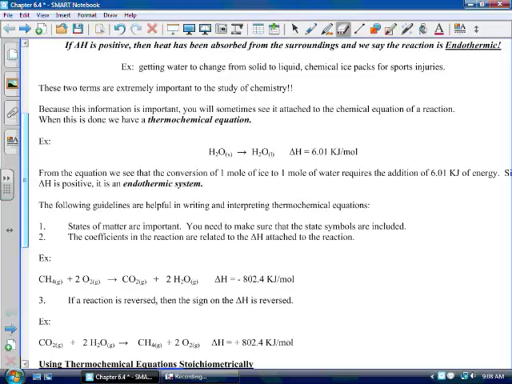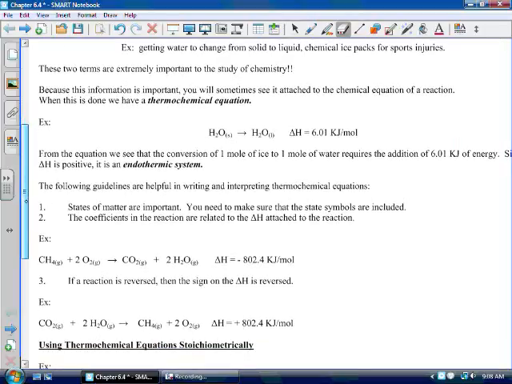Guideline number 3 says if a reaction is reversed, the sign of the delta H is the only thing that has changed. The magnitude stays the same, but the sign has changed. So from this equation, we had methane reacting with oxygen to produce CO2 and water. Now if we reverse that and take CO2 and water and combine them to make CH4 and O2, we see the magnitude is still the same. It's still 802.4 kilojoules per mole, except now it is positive. So when you reverse a reaction, the sign is the only thing that changes. And that, again, becomes extremely important as we move through this chapter.